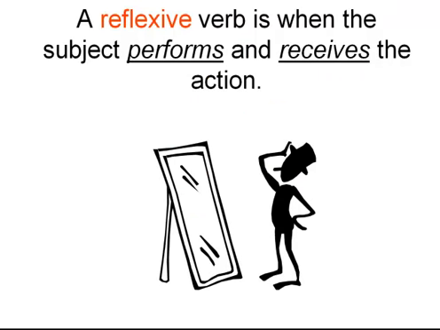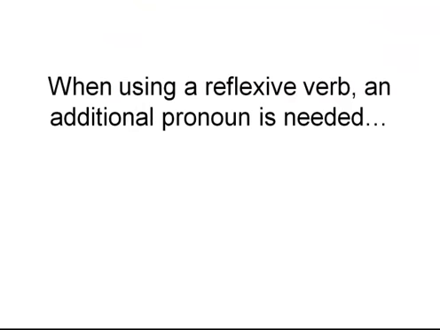A reflexive verb is used when the subject performs and receives the action. The subject is actually both the subject and the object of the sentence. When using a reflexive verb, an additional pronoun is needed, and we refer to that pronoun as the reflexive pronoun.